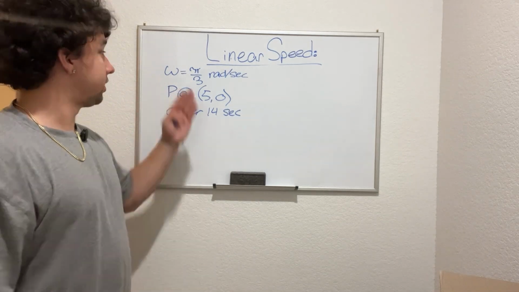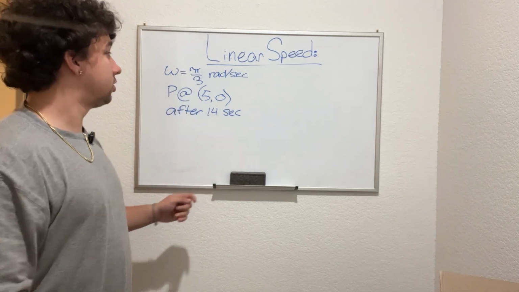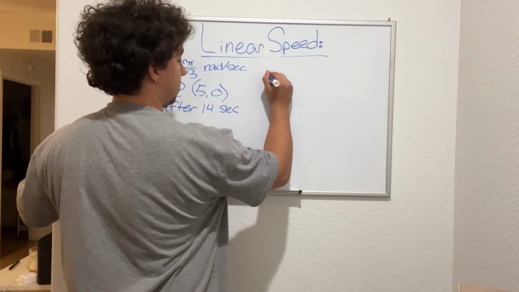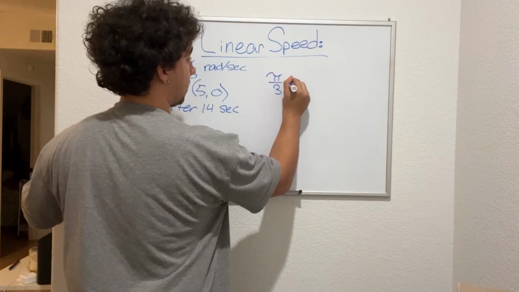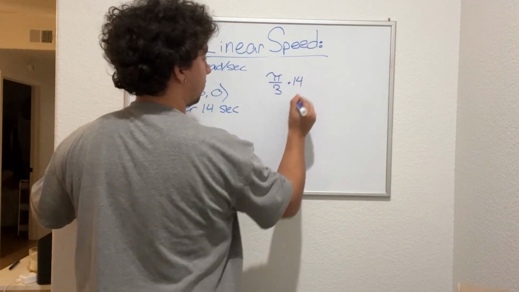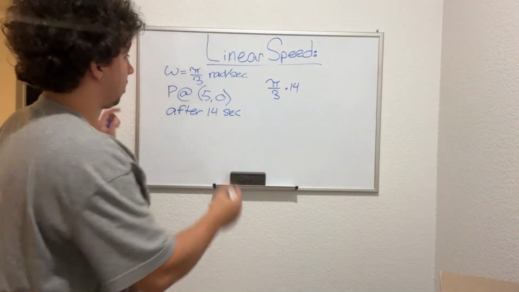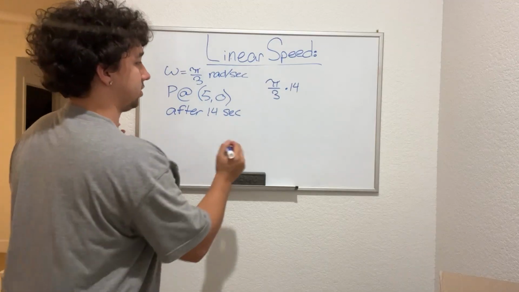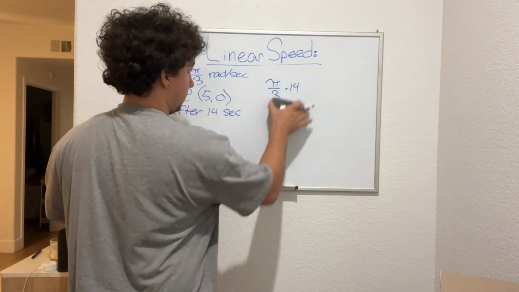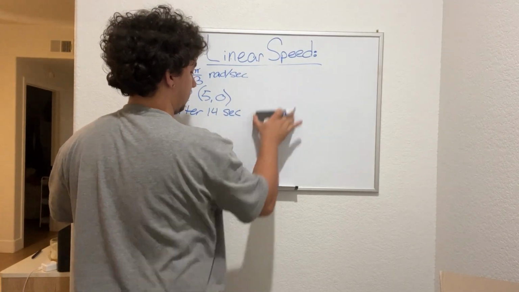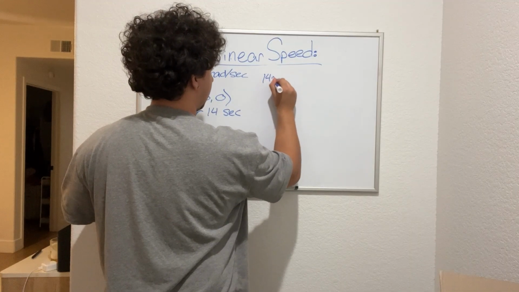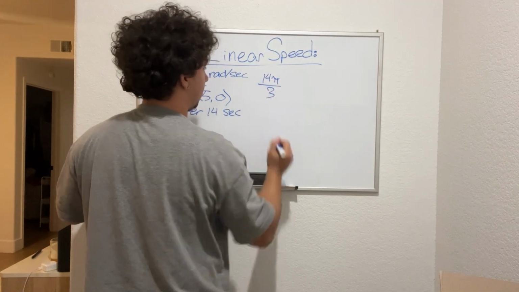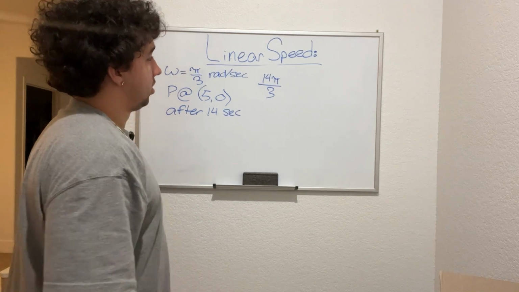Well, angular speed is radians per second. So what I can do is multiply pi over 3, which is radians per 1 second, by 14 to get radians, or the angular speed in 14 seconds. Well, that is just going to give me 14 pi over 3. Okay?